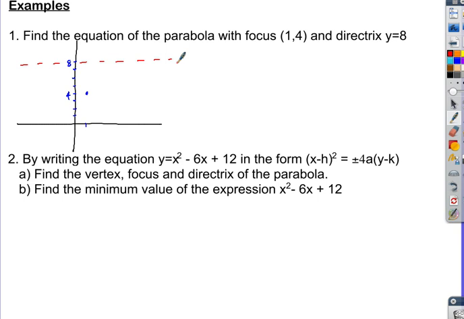So based on the position of the focus and where that directrix is, you can see that the parabola is going to be concave down because it goes around the focus. Remember, the parabola is halfway between the fixed point of focus and the fixed line of directrix. So there's our vertex, and it's going to come down like this.